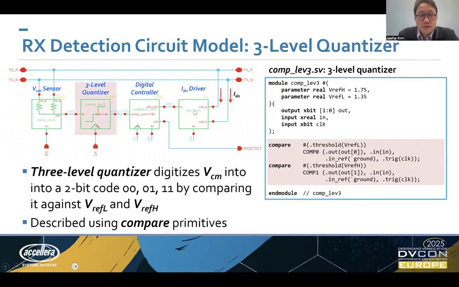And once we have the measurement of the common mode voltage, we have this three-level quantizer that compares that VCM against the two reference voltages, VFL and VFLH, and generates a 2-bit quantized code ranging from 00 up to 11. Well, it's actually a thermometer code: 00, 01, and 11. And again, it can be simply described by listing these X model primitives. In this case, we use a compare primitive, each modeling a clocked comparator, which samples the input and makes a comparison between the input and the reference and produces digital data depending on that difference polarity.